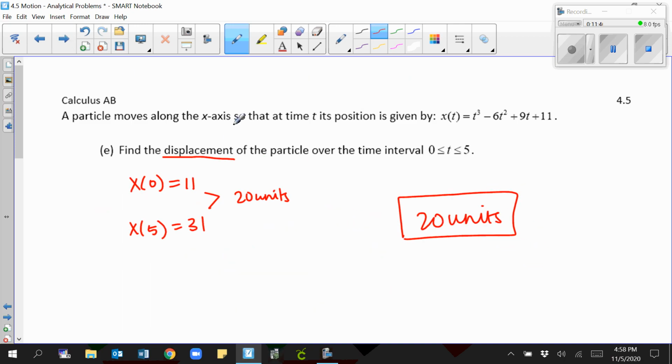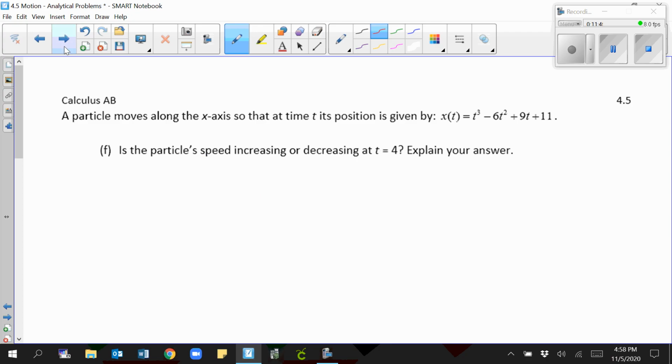All right, the next thing says, is the particle's speed increasing or decreasing at t equals 4? Remember, our speed has to deal with the signs of our velocity and our acceleration. We know that our velocity equation from part A, v of t, is equal to 3t squared minus 12t plus 9. And I know that my acceleration from part B, where we had to find out if the velocity was increasing or decreasing, is 6t minus 12.